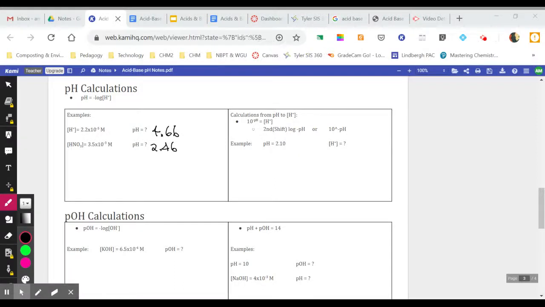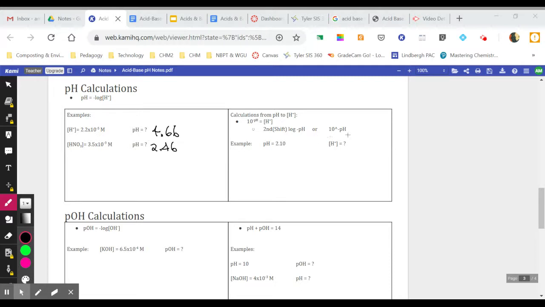So to calculate backwards, if you have a pH and you're trying to find the molarity or the hydrogen concentration, we do the anti-log or the inverse log. And so there are a couple ways to do this on your calculator. You can use the second or shift key on your calculator and then do log and then whatever the negative pH is. So essentially we're trying to undo this negative log.